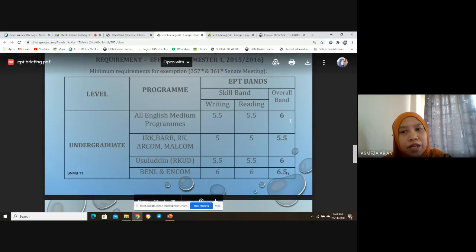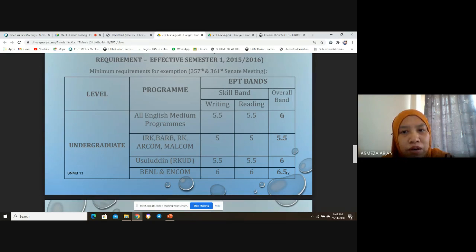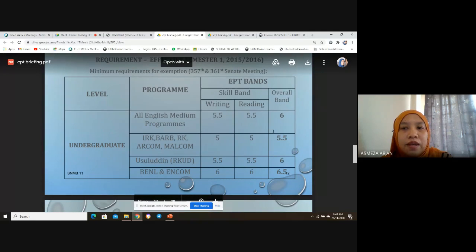So overall band definitely is higher, above 6, then you will pass. But if you get both 5.5, will you get band 6? It will be 5.5, right? So you cannot afford to get 5.5 for both skills. You must get one skill higher than 5.5. So I suggest you score on your reading, so that it could cover your writing and allow you to be exempted from APT. Okay, all right.